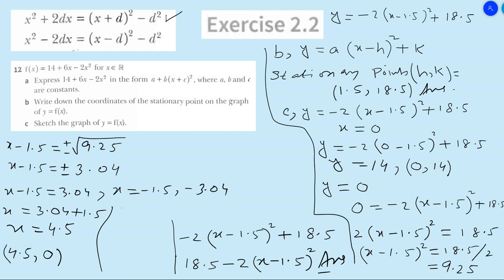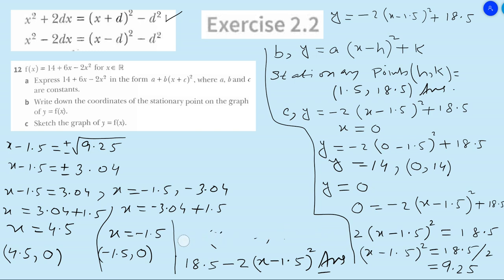And from this, x is equal to minus 3.04 plus 1.5. So the answer is minus 1.5. So the third axis crossing point is when x is minus 1.5, then y is 0. Now we can sketch the graph easily. Now I am collecting all the data over here.